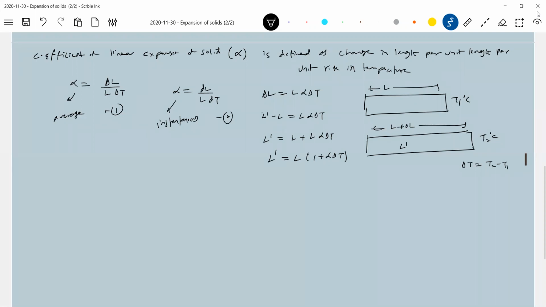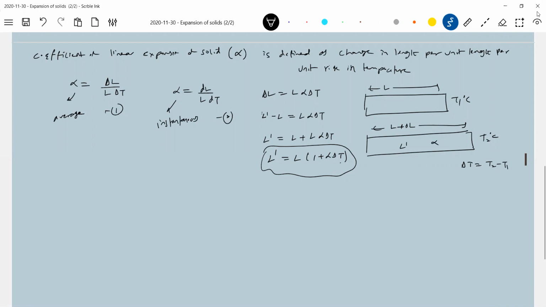L dash will be how much? L plus delta L. Either of the formulas you can use. This is the formula: as you raise the temperature of a rod by an amount delta T, the final length is given by this particular formula.